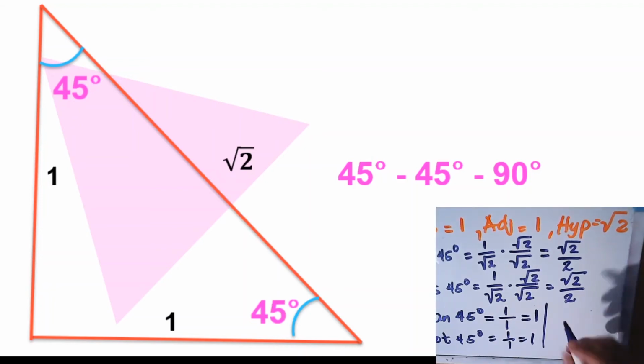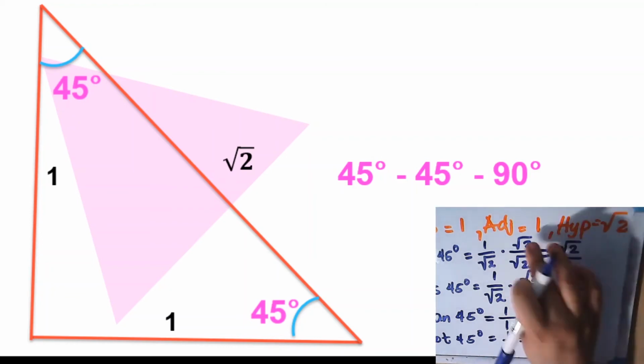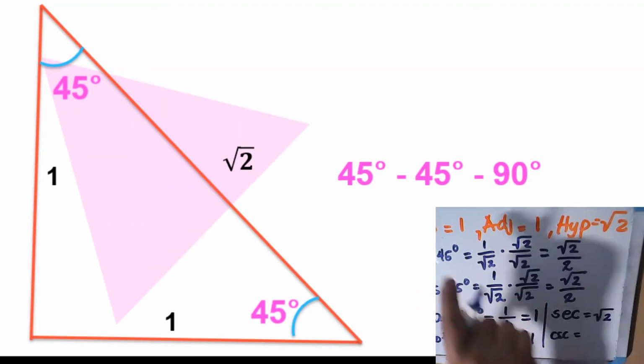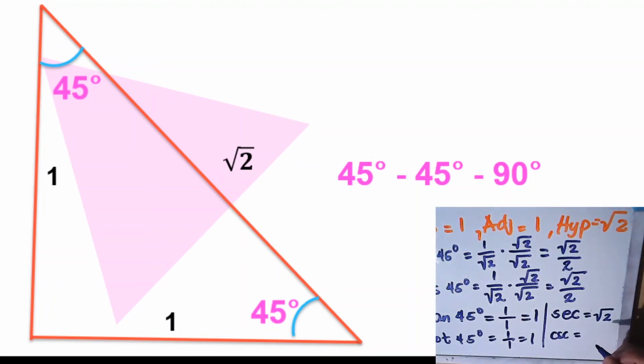When we get cosecant and secant, we will expect that both values are the same because they are cofunctions of complementary angles. Secant is hypotenuse over adjacent side, which is square root of 2 over 1, and that is simply square root of 2. And cosecant is hypotenuse over the opposite side, which is also square root of 2 over 1, which is square root of 2.